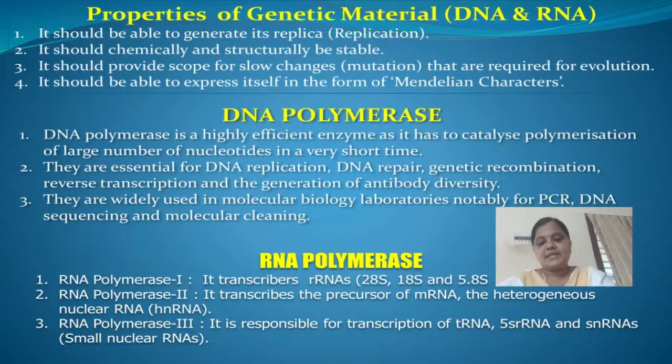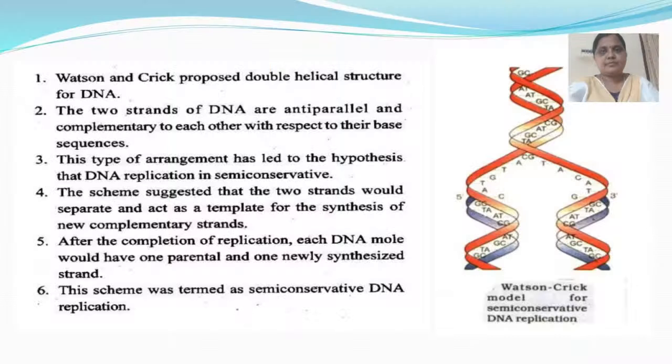These three RNA polymerases are present in the nucleus. In addition to these, RNA polymerases are also found in the organelles. So these are the three types of RNA polymerase. RNA polymerase 1 transcribes the rRNAs, and RNA polymerase 2 transcribes the precursor of mRNA, messenger RNA, the heterogeneous nuclear RNA.